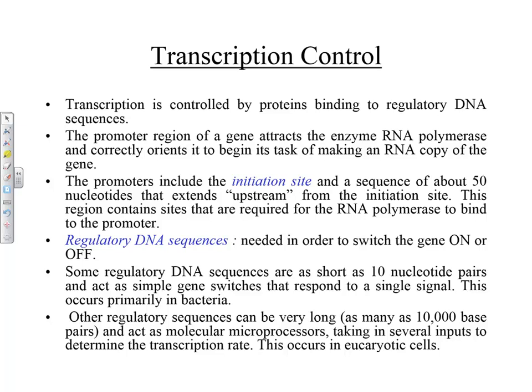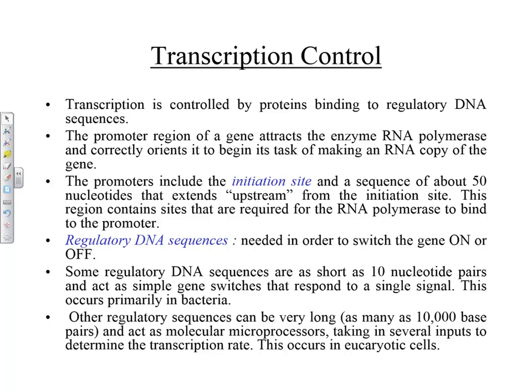So the promoter region of a gene, that's the portion that precedes the place where the transcription is going to start. The promoter is the region where the RNA polymerase latches onto the gene. So the promoter region of a gene attracts the enzyme RNA polymerase and correctly orients it to begin its task of making an RNA copy of the genes. The promoters include the initiation site where the transcription is supposed to start and a sequence of about 50 nucleotides that extends upstream from the initiation site. This region contains sites that are required for the RNA polymerase to bind to the promoter.